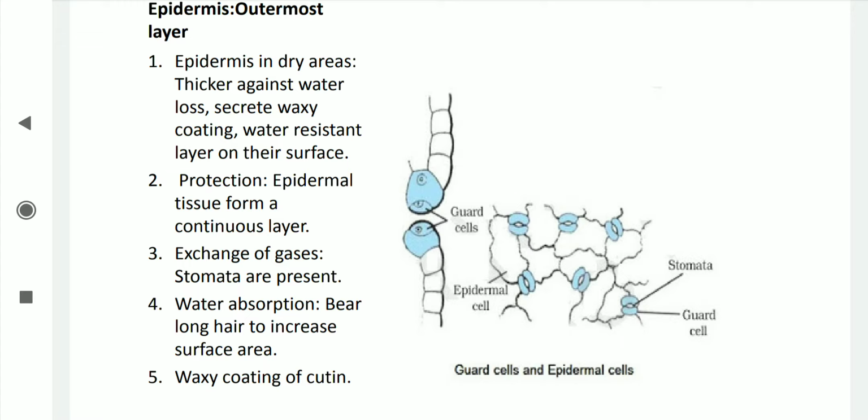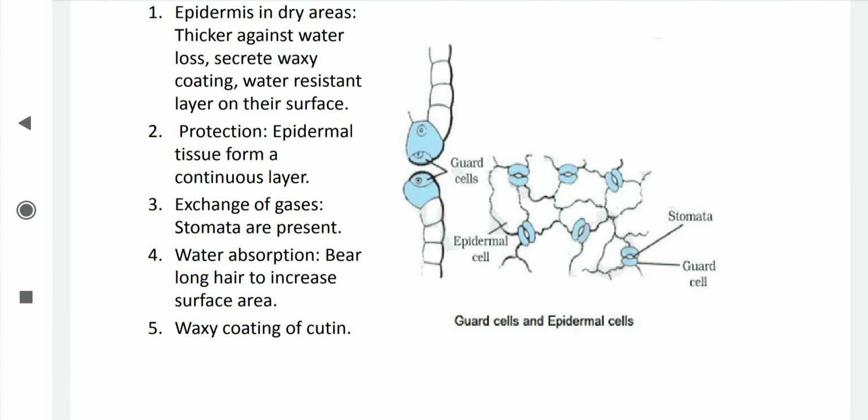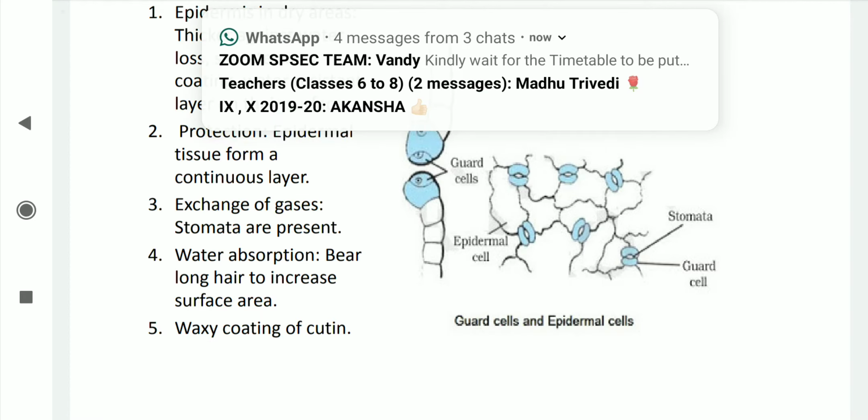Second, this layer also secretes, in dry areas, a waxy coating, and this waxy coating is called cutin. This cutin protects against the transpiration of water. Now, second is protection. Epidermal tissue protects the plant. It protects all the parts of the plant.